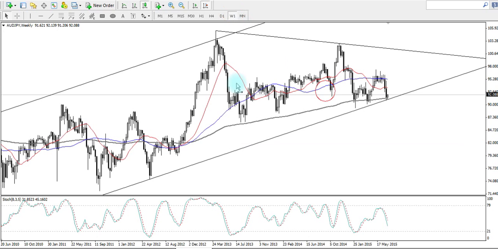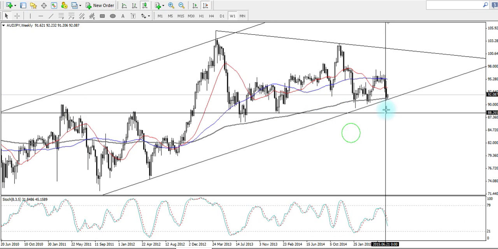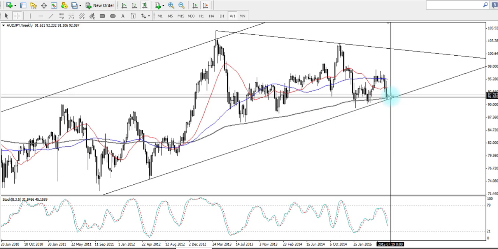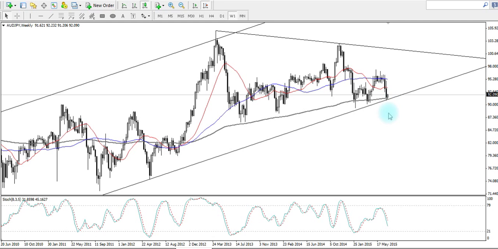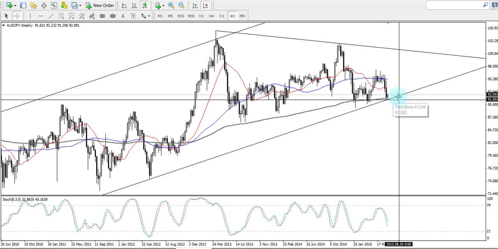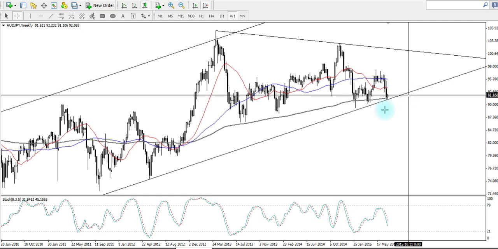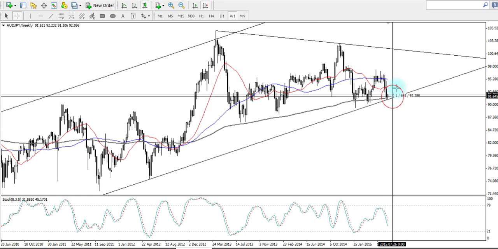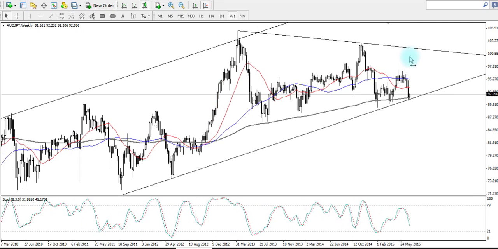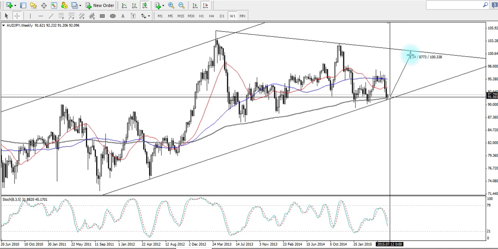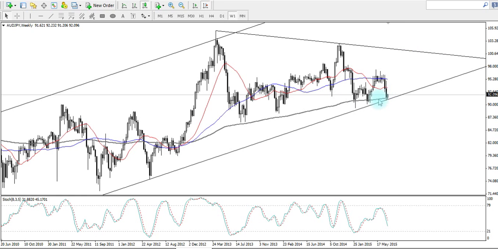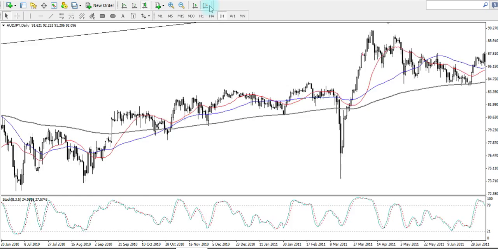I would like to touch on the Aussie against the Japanese yen. Let's take a look at the weekly charts. Right now we are seeing the price has already touched and got supported at the bottom of the rising trend channel in the weekly chart, and of course supported at the 200 moving average as well. So therefore this would be a very good chance to go for a long opportunity for a very long term. We are looking at a position trade if you want to go for a long right here.